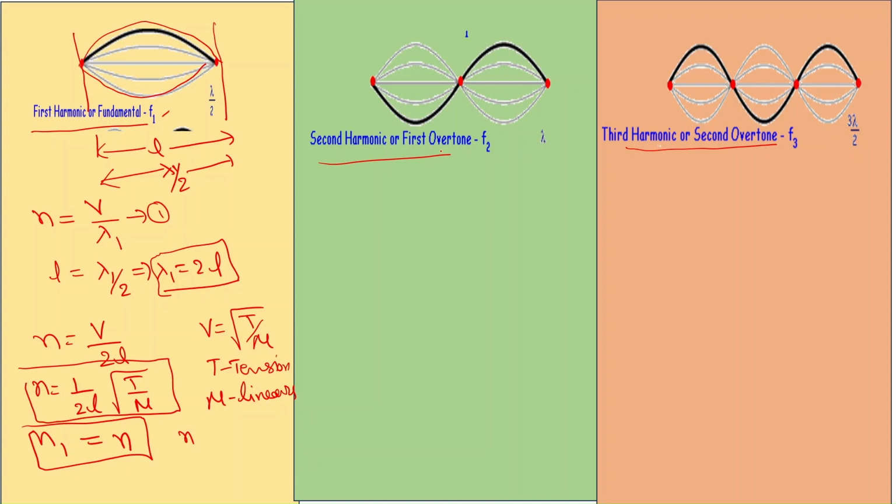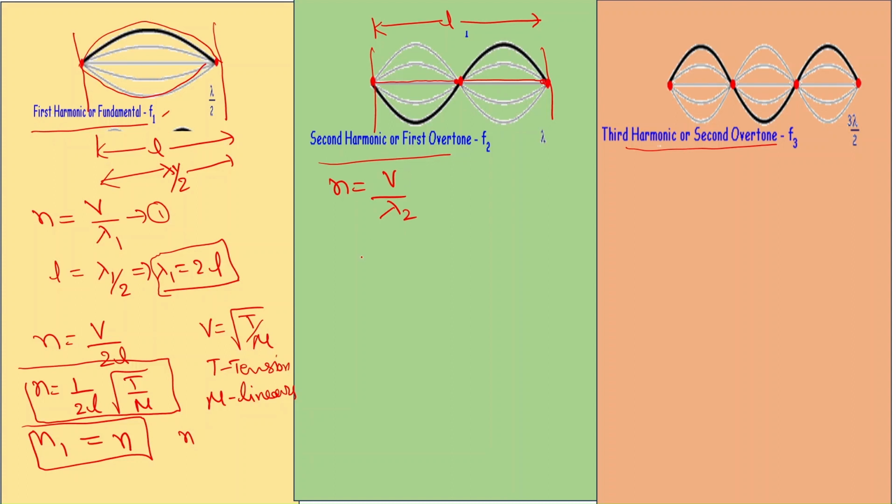Coming to the second harmonic, n is equal to V by lambda 2. Here also we consider the two ends of the stretched string with length L, with the wavelengths: from here to here it is lambda by 2 and here to here it is lambda by 2.